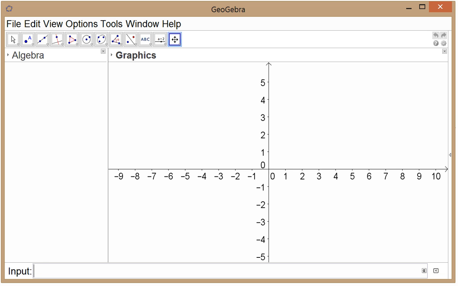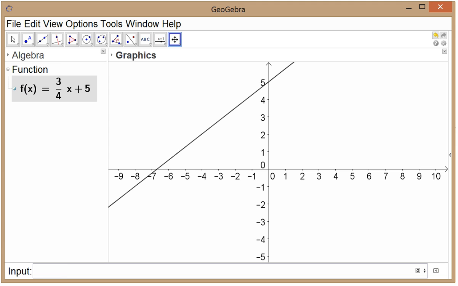So my function was 3/4 x plus 5. And you can see it wrote it very nicely in function notation. f of x is 3/4 x plus 5. The first thing I want to do is let's go ahead and do the reflection. We'll do them in reverse order, I guess. We'll do the reflection across the y-axis.